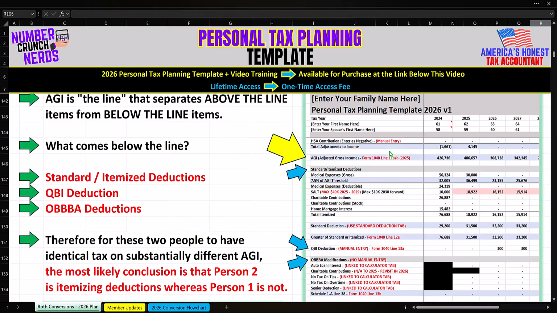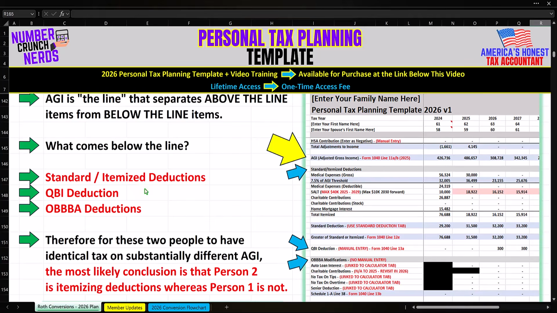line items. And so looking right over here at the personal tax planning template, this is the line, so to speak. Anything up here is going to be above the line, and anything down here is going to be below the line. And the question now is, what comes below the line? And the answer is 3 basic things, either the standard or itemized deductions, the QBI deduction, and now starting for 2025 and going through at least 2028, the OBA deductions.